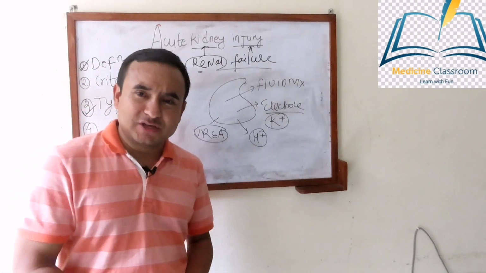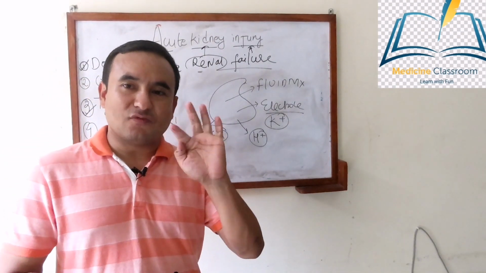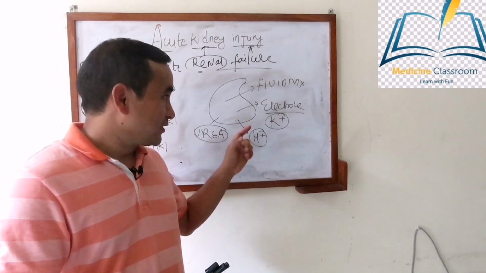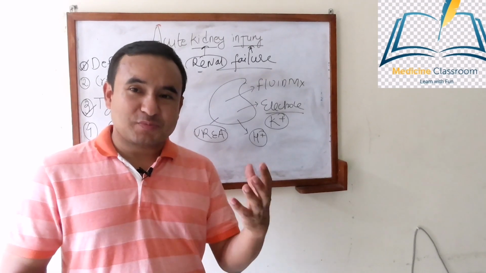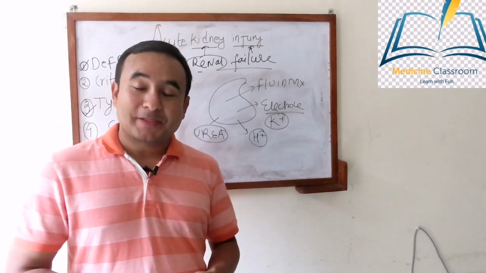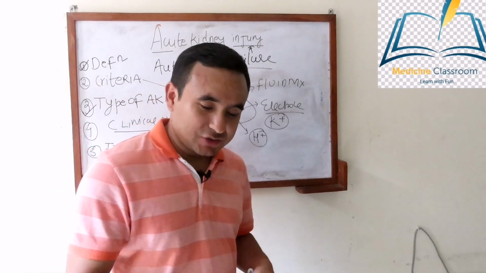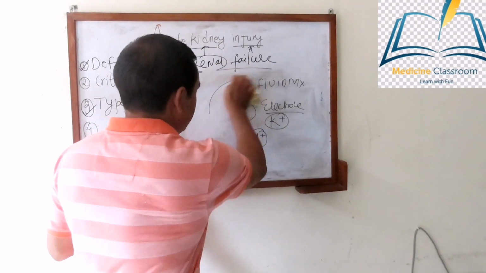So in day-to-day clinical practice, the common complications of AKI are, one, related to volume overload, especially pulmonary edema. Second is hyperkalemia. Third is metabolic acidosis. Most patients develop metabolic acidosis, and they may have features of uremia. These are the common complications of AKI.